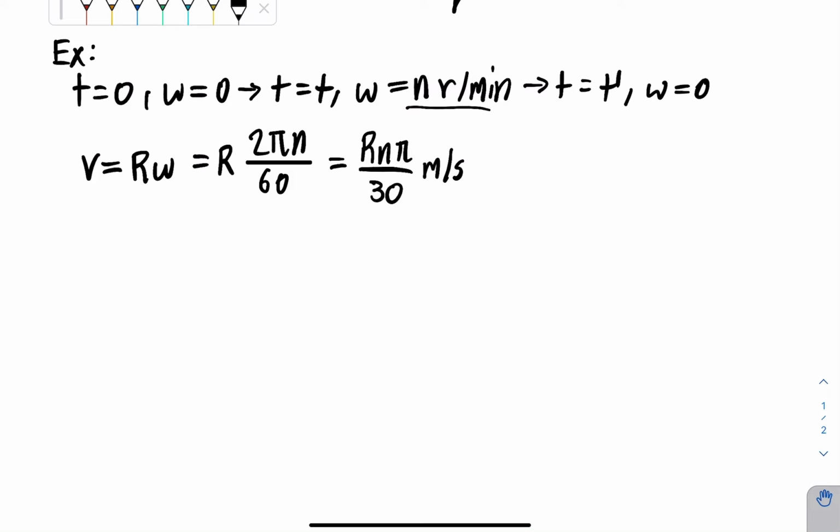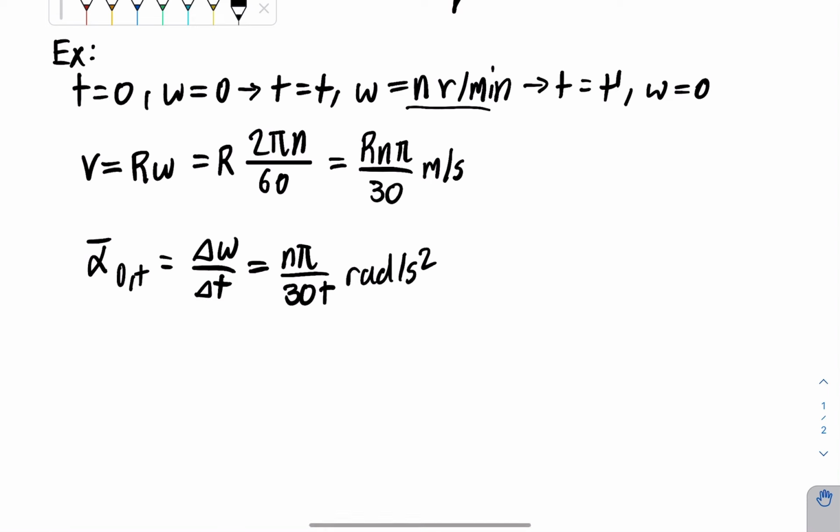Okay, so then I also want to find the average angular acceleration between t equals 0 and t equals t. So alpha bar between 0 and t is going to be equal to the change in omega over the change in time, which is equal to n pi over 30 times t, in radians per second. Okay, so that is the rotational kinematics example. Thanks for watching.